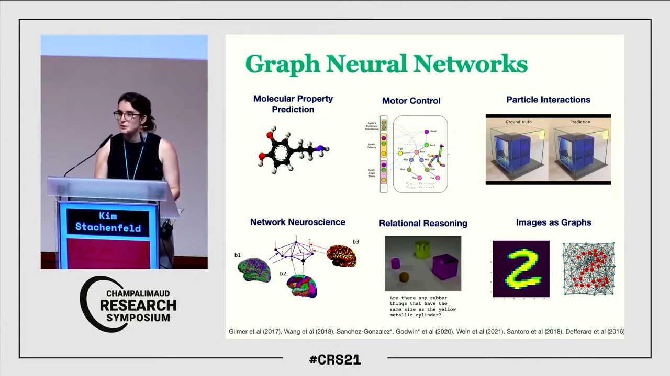These have been successful in a lot of different areas of machine learning. They're really like having a moment right now. And they're basically useful whenever you want to reason about a problem that is best described as a graph, where you want to consider how different entities relate to each other. So that might be how molecules relate to each other, how proteins interact, how the parts of a robot should coordinate each other, how particles interact in a fluid. They've been used a little bit recently in neuroscience to model functional connectivity in the brain.